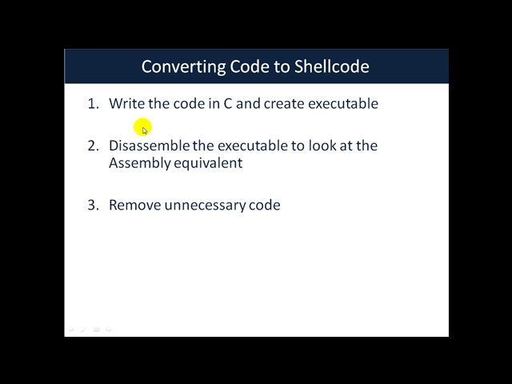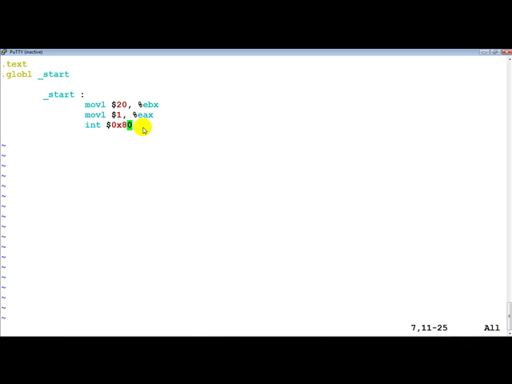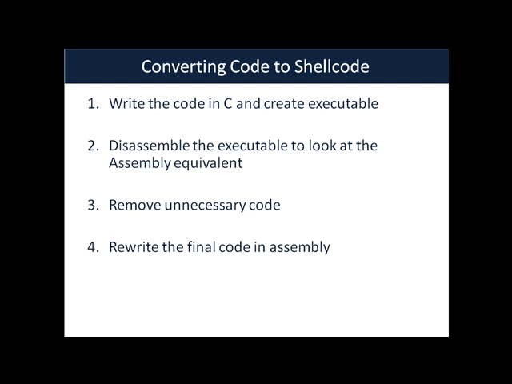Now going back to our slides, we rewrite the final code in assembly. This is exactly what this is. This is the only piece of code we want for the exit system call. And then the next step is to use objdump to figure out the final shellcode.